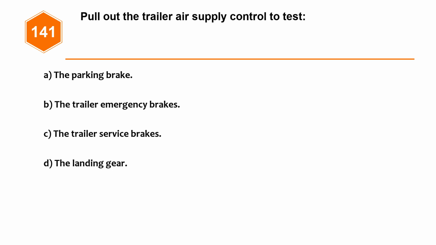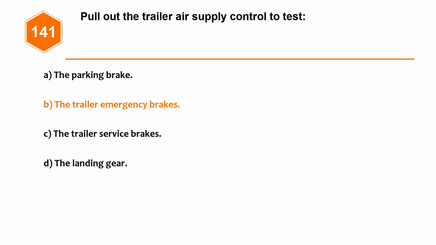Question 141. Pull out the trailer air supply control to test it. Option A. The parking brake. Option B. The trailer emergency brakes. Option C. The trailer service brakes. Option D. The landing gear.